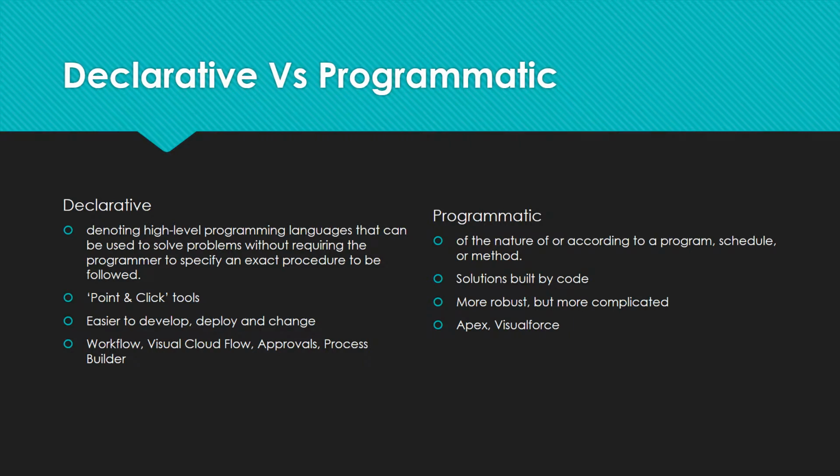So programmatic, on the other hand, is of the nature or according to a program schedule or method. In other words, it's something that's built by code. It's more robust, but slightly more complicated. An example of these would be Apex and Visualforce.